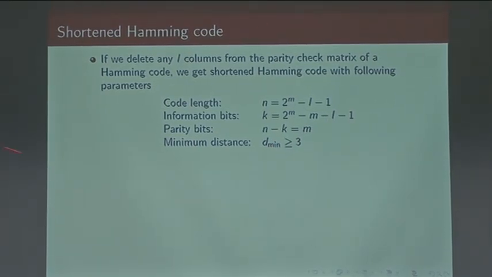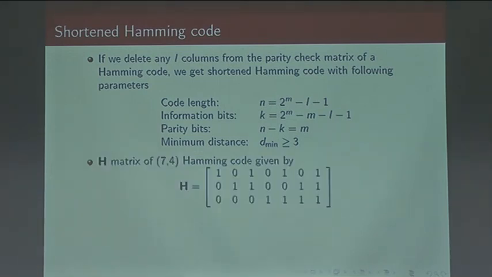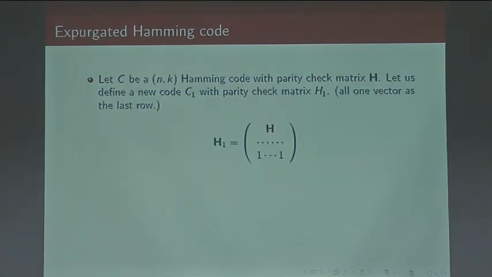So, for example, if you want to decrease your n and decrease your k, you will go for this method, which is called shortening of the code. So, this is the 7-4 code. If I just remove one column, I will get a 6-3 Hamming code.